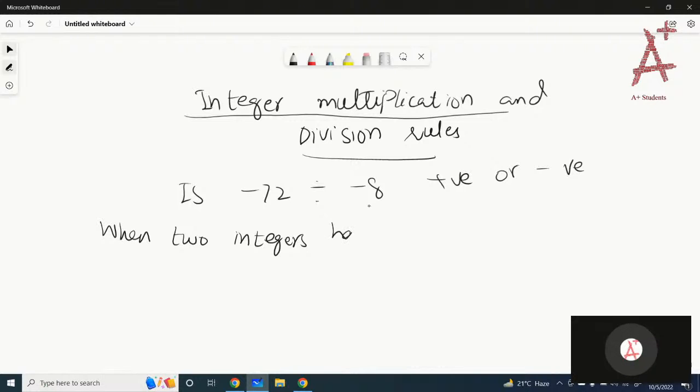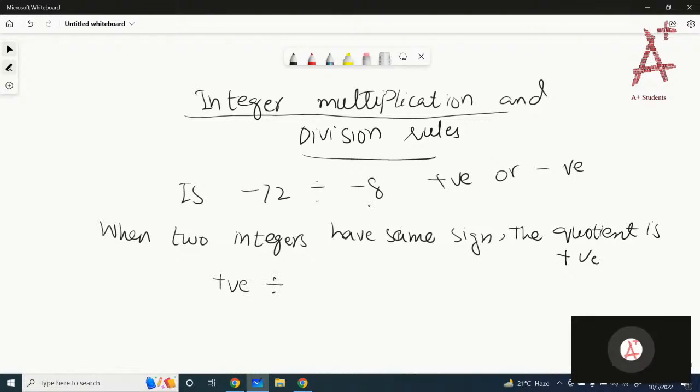When two integers have the same sign, the quotient is positive. Either you divide positive numbers, their answer is positive. Either you divide negative numbers, their answer is positive. Got it?